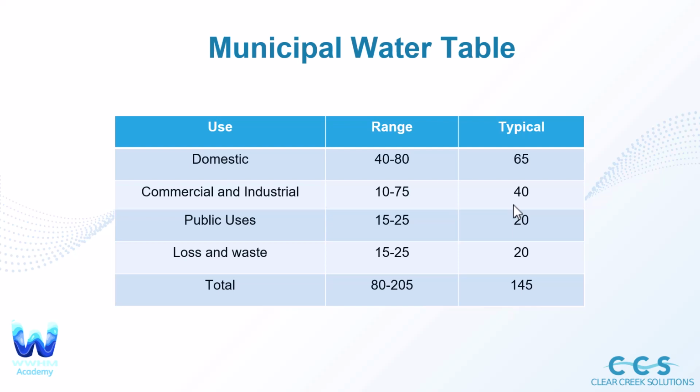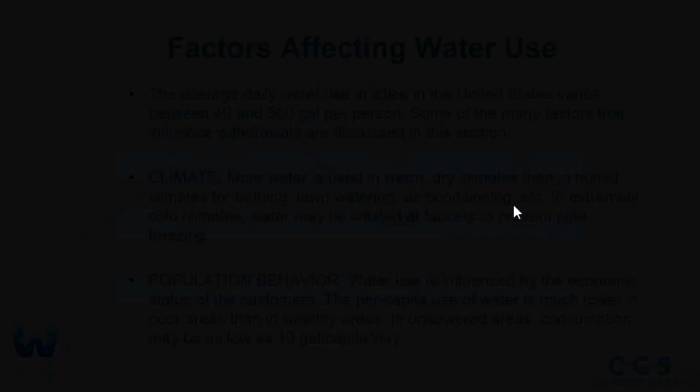Here's the use. The range is between 40 to 80. And this is going to be in gallons per capita per day. The commercial, industrial, public uses, the lost and waste, and then gives you the total, which can have quite a wide range. There's also a typical range seen in the far right of the table there. So we're looking at about 145 gallons per capita per day as the typical range.